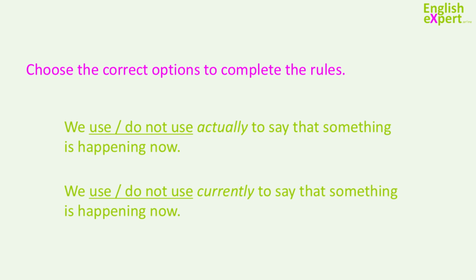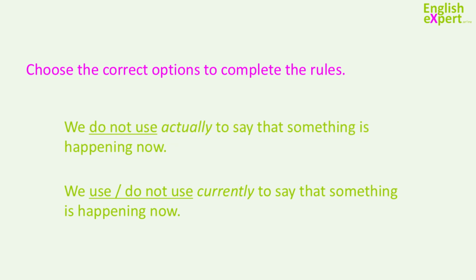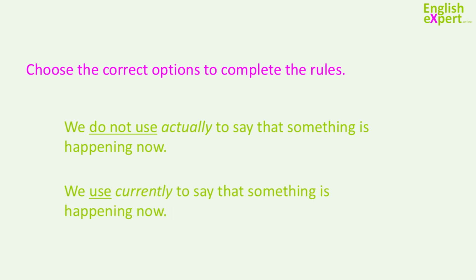Choose the correct options to complete the rules. We use or do not use actually to say that something is happening now. We use or do not use currently to say that something is happening now. What do you think? We do not use actually to say that something is happening now. We use currently to say that something is happening now.